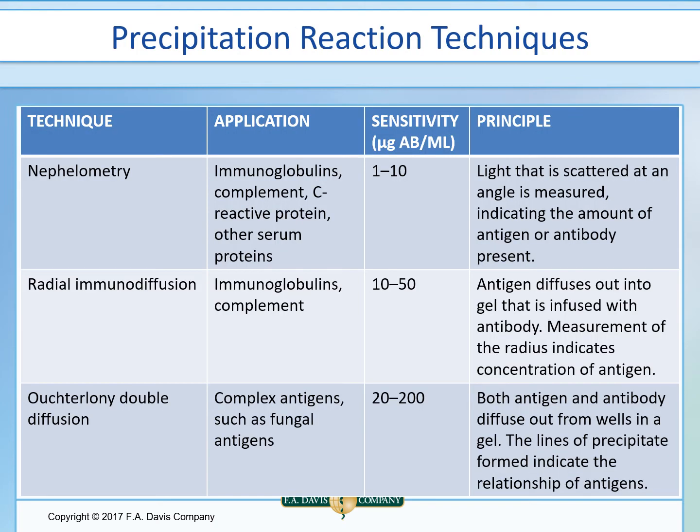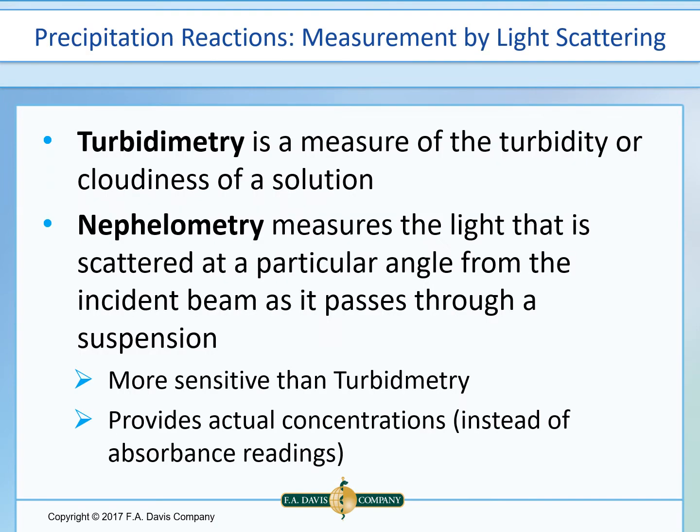Table 10.1 in your textbook provides a concise summary of the different precipitation techniques that we'll be discussing on the subsequent slides. The first two precipitation reactions we'll discuss involve measurement by light scattering. So when antigen and antibody solutions are mixed, the antigen crosslinks with numerous antibody molecules and the lattice networks become so large that they precipitate out of solution. These precipitates in fluid can be measured by means of turbidimetry or nephelometry.